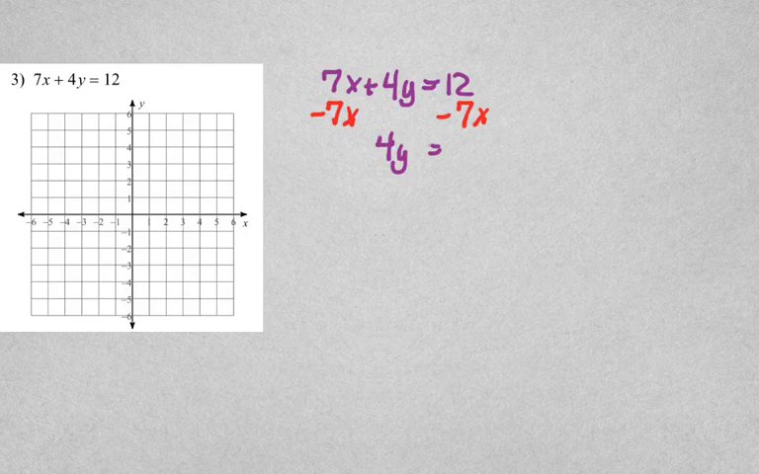Now let's look at number 3. Start the same way. 7x plus 4y equals 12. So I need to get the y by itself, so I'm going to move the 7x over. And we have 4y is equal to a negative 7x plus 12. Divide everything by 4.